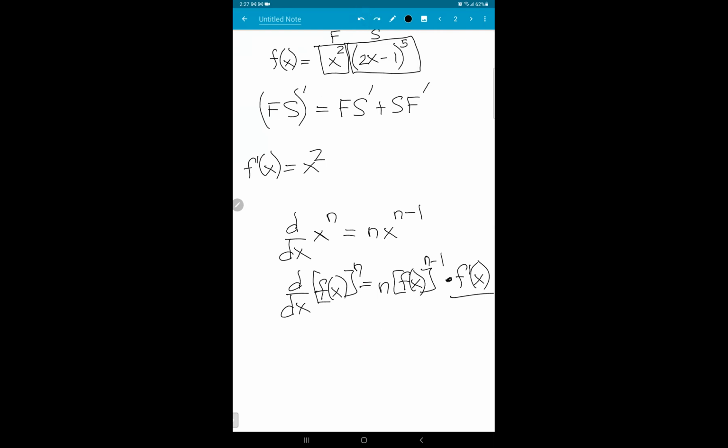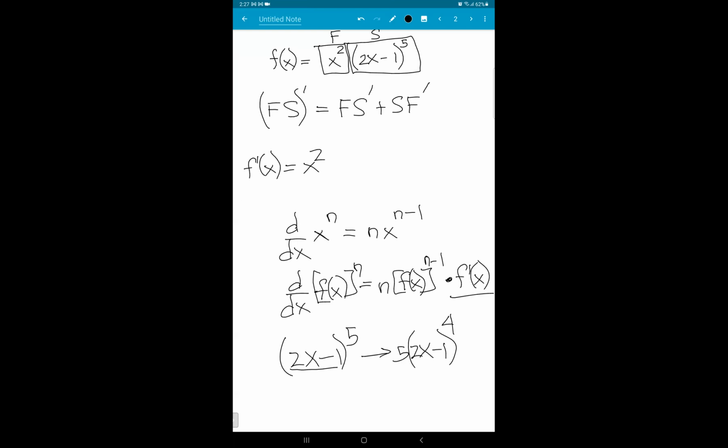So let's apply that to obtain the derivative of (2x - 1)^5. If we differentiate, we bring down 5, subtract 1, so that's to the 4, and then differentiate the base. And what's the derivative of 2x - 1?